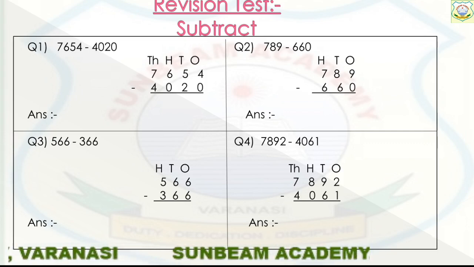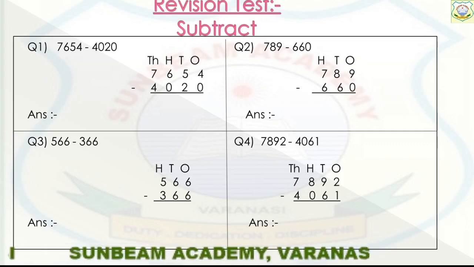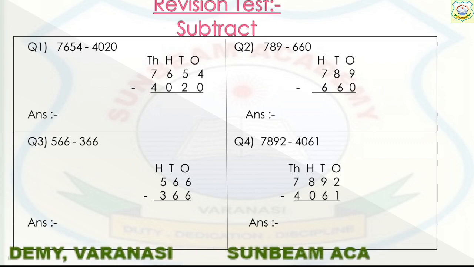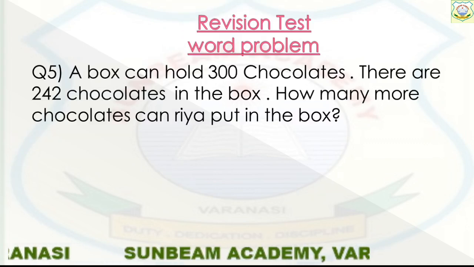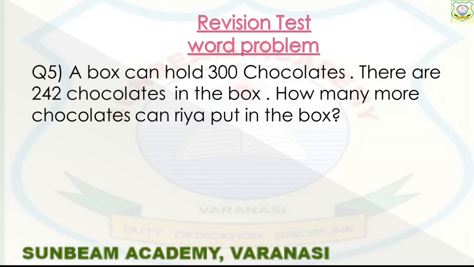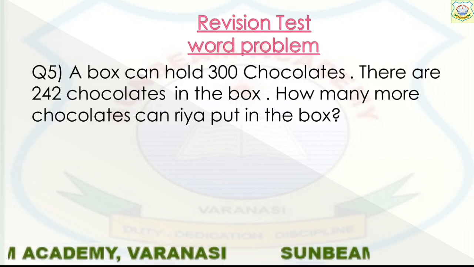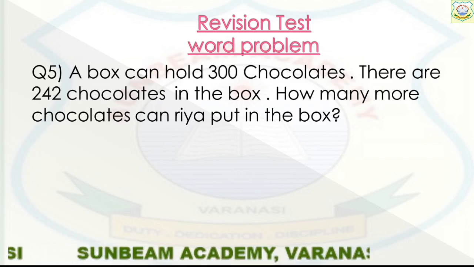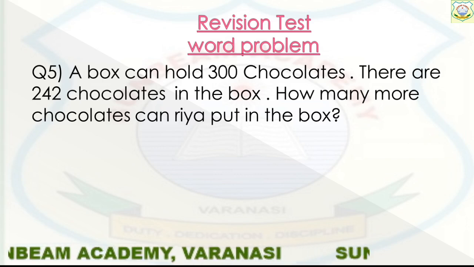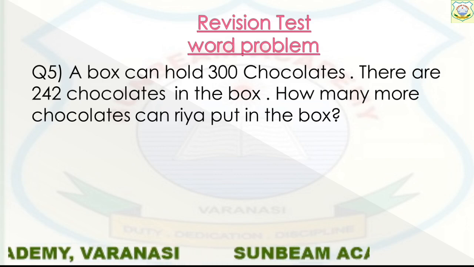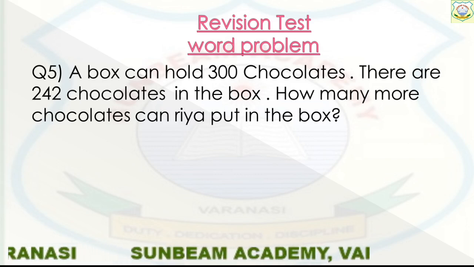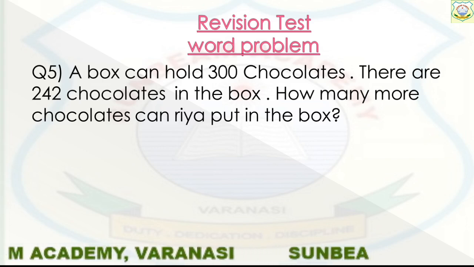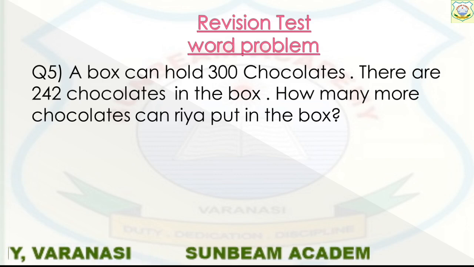Done? Okay. Now I am going to give you the 5th question, that is the word problem. First you have to note down the question, write down the question and then solve it. Okay. First note down the question. Question is, a box can hold 300 chocolates. There are 242 chocolates in the box. How many more chocolates can Riya put in the box?